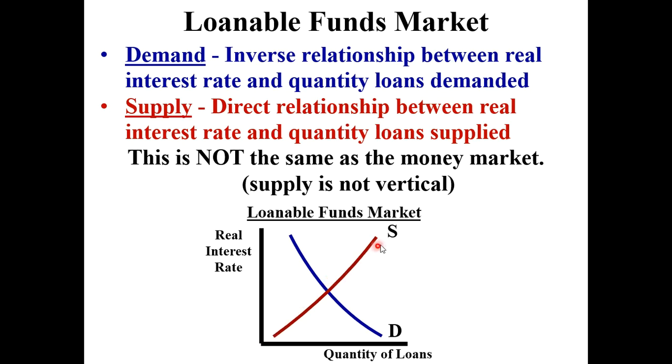So the supply is upward sloping. And when interest rates fall, people say, forget it, give me my money back. I'm going to spend it. And so when interest rates are low, the supply of loans is low. And where they intersect, that's equilibrium. That's going to be the interest rate for loans in the market.